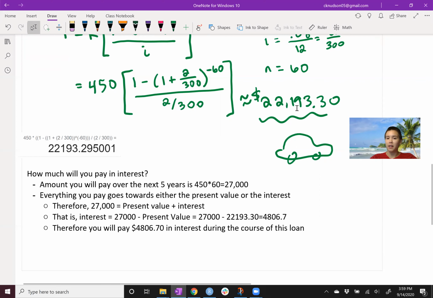So yes, it would have been ideal if you had had this extra $22,193 sitting around, but that's kind of how life works. Usually we don't have enough money for the things we want, and so that's why the car dealer or the bank or whatever has these loans that you can take out so that you can get the car now and pay for it later.